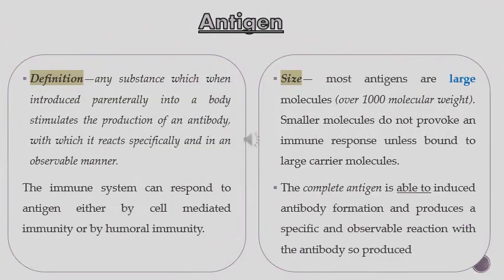طيب أول حاجة نتعرف على الأنتيجين شنو هو الأنتيجين؟ الأنتيجين هو any substance which when introduced parenterally into a body stimulates the production of an antibody. شنو الكلام ده؟ يعني الانتيجين ده هو عبارة عن substance. substance ده ممكن يكون foreign body وممكن يكون something within the body. خلاص؟ اللي هو when introduced into a body بيعمل لي stimulation للimmune system إنه يعمل لي production of an antibody. okay؟ وبعد كده بيعمل لي react مع الانتيبودي ده.